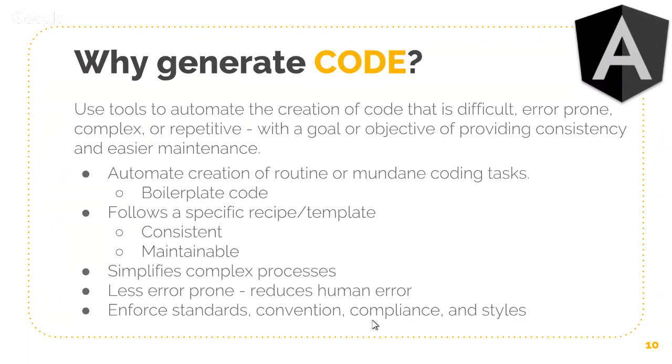So it's very consistent, it's very maintainable, it simplifies complex processes, and it allows you to enforce standards, convention, and compliance with different coding styles, conventions, patterns, and things like that. So code generation is a good thing. It's been around for a long time, and there are many code generators out there for different purposes. Not a predecessor, but another one that's very common today is Yeoman. It does certain things, but we're going to look at schematics, and not just that it's a code generator. It does that, but it does a lot more than that. So we're going to talk about that.